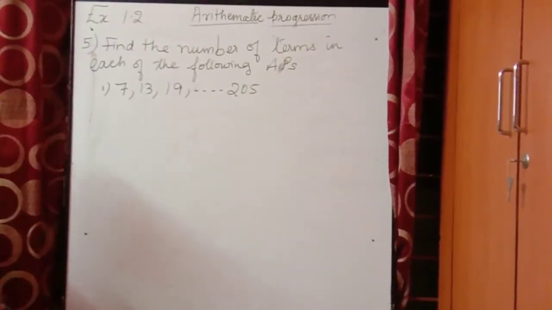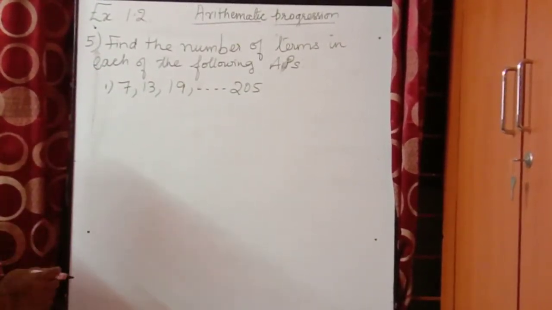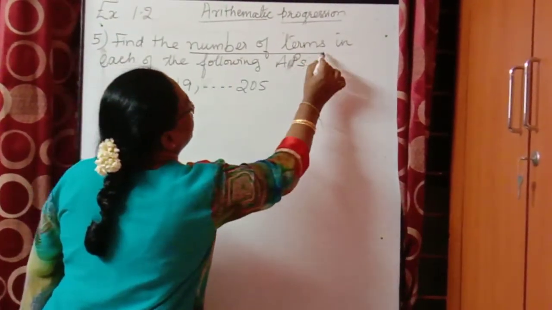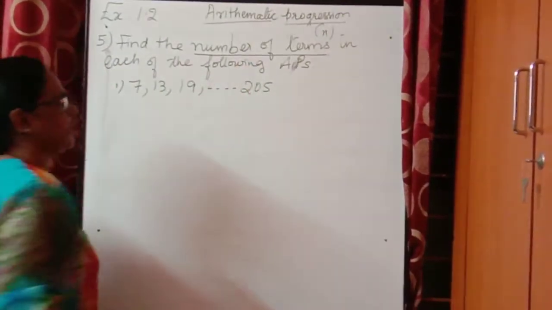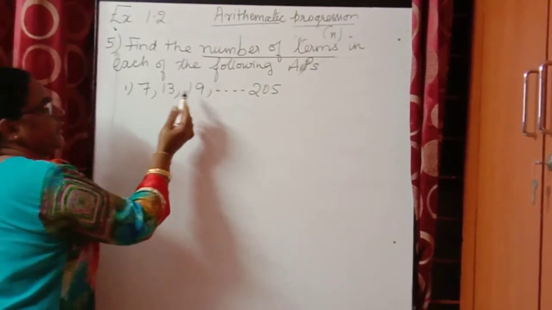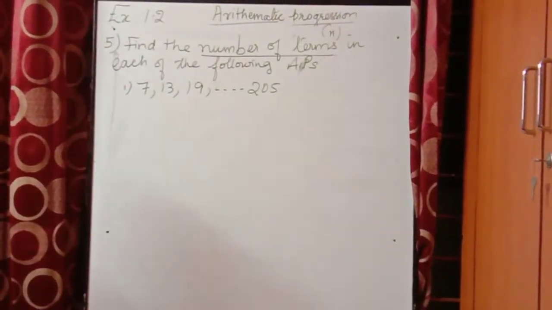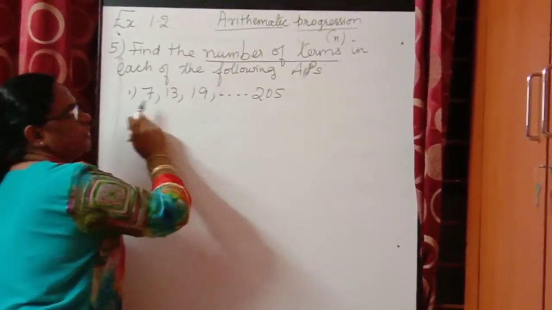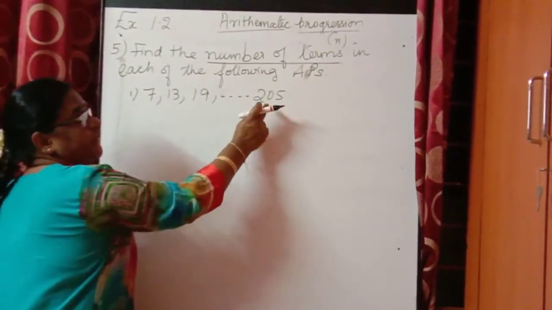Okay, next, problem number 5. Find the number of terms, which means n, in each of the following APs. First I have taken this sequence 7, 13, 19, and so on up to 205. Here the first term is this. You can find the D. So how many terms are there in this sequence? They have not given how many terms, but you know the last term here.